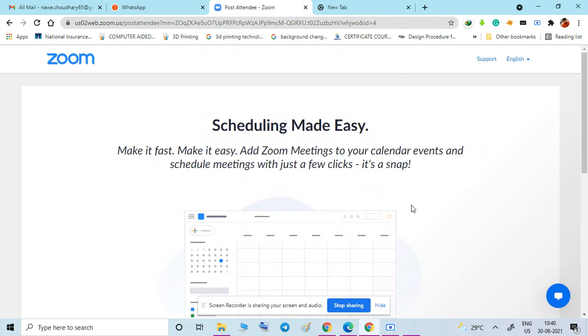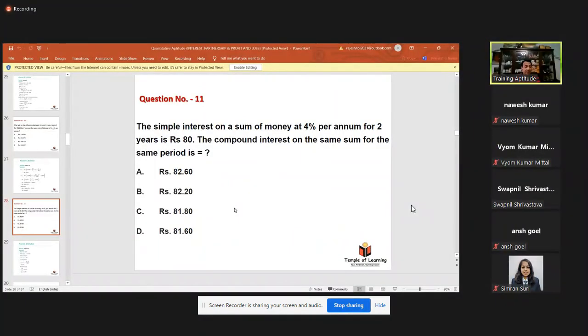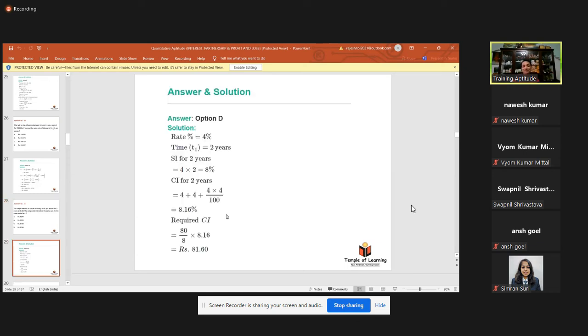Interest was 80 rupees. Simple interest is same in every year. So first year also 40 rupees, second year also 40 rupees. Okay. Now, what is compound interest? 40 rupees तो मिलेगा. उस 40 rupees पे 4% और मिल जाएगा, which is equivalent to 1.60. That's all.